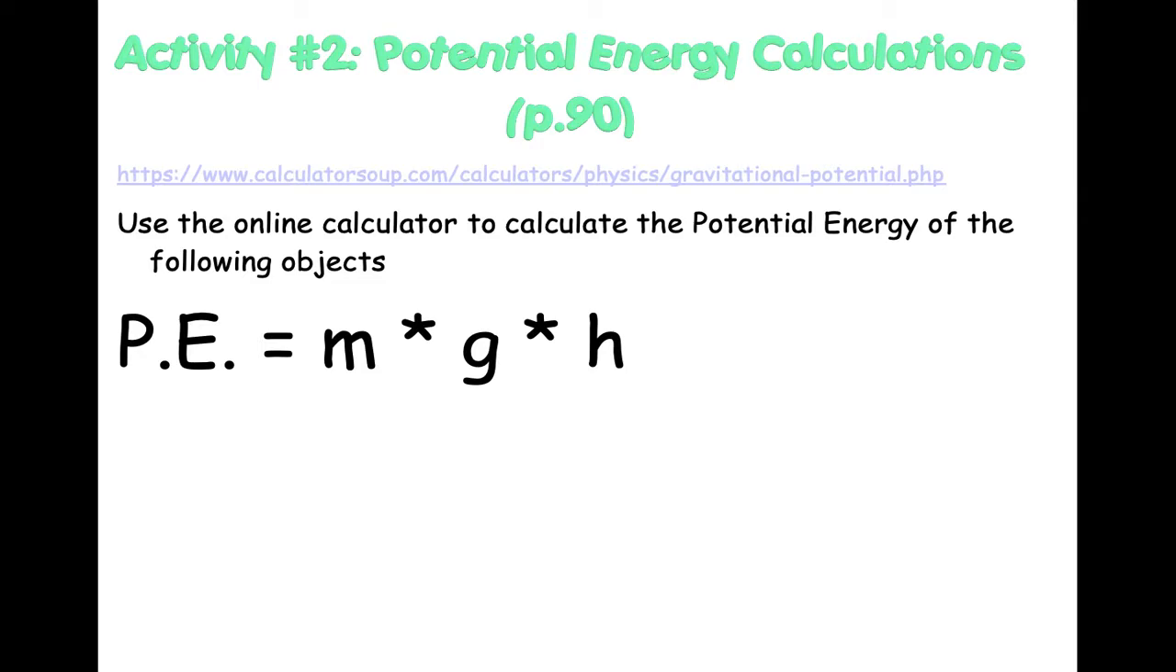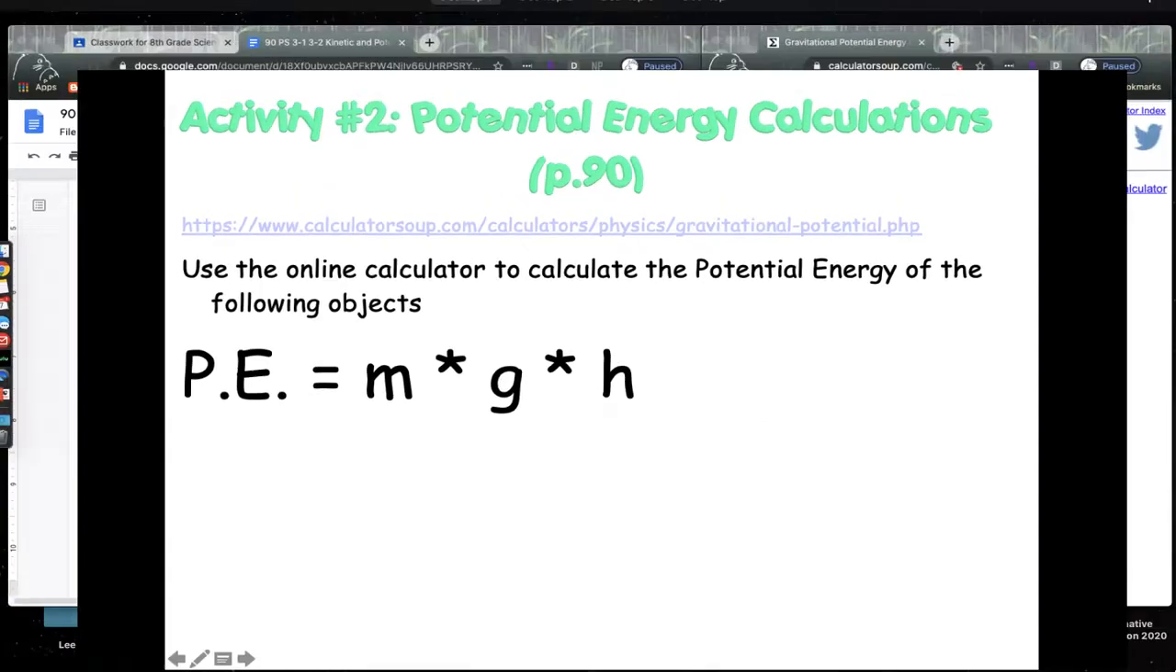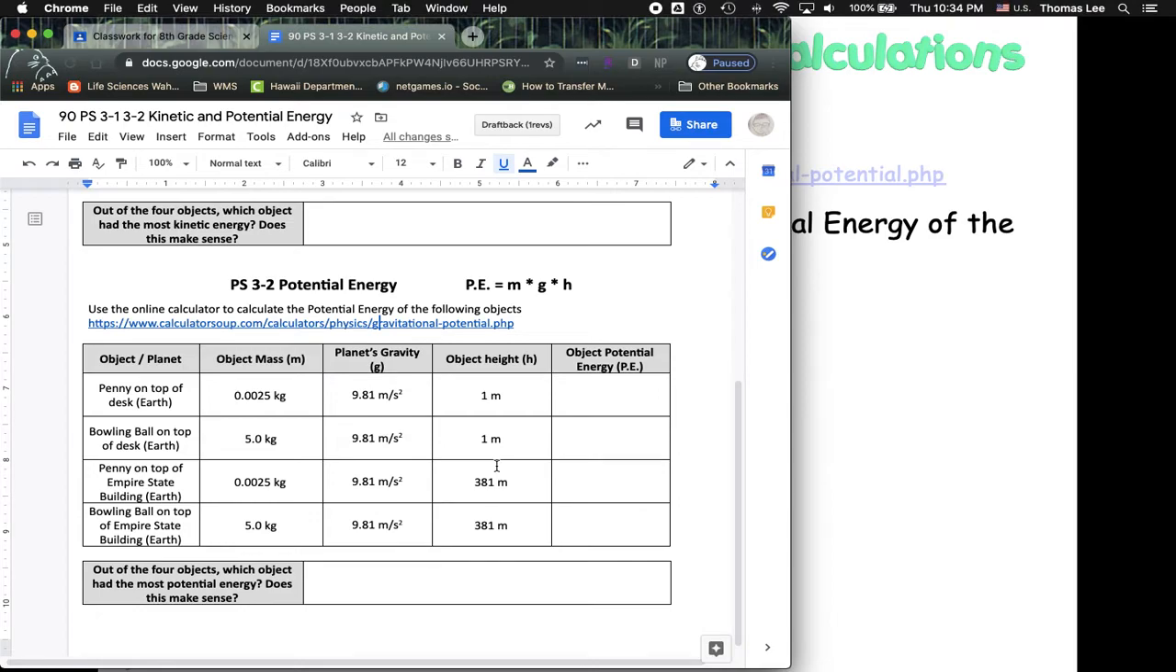All right, so our equation once again is potential energy is equal to mass times gravity times height. And so there's part 2 of the activity on page 90. We're going to use the equation to calculate the potential energy of different objects. So we have 4 calculations that we should be doing. We have the penny on top of the desk, the bowling ball on top of the desk, the penny on top of the Empire State Building, and the bowling ball on top of the Empire State Building. And we're going to see which one of these 4 has the most potential energy. Now, I kept it on Earth for all 4 just to keep it simpler.